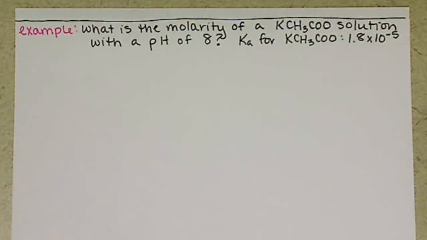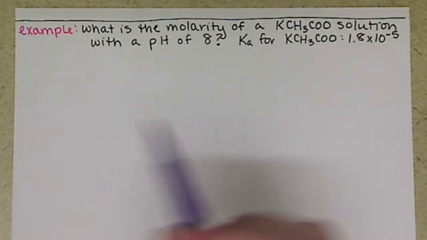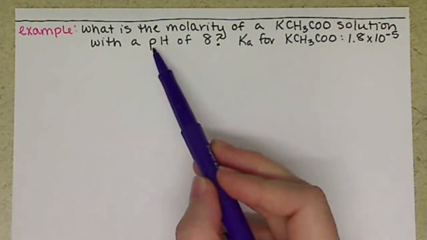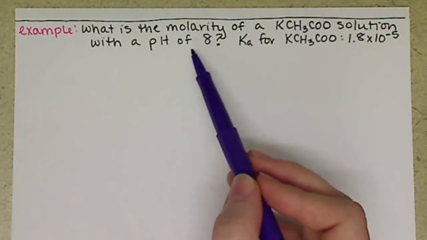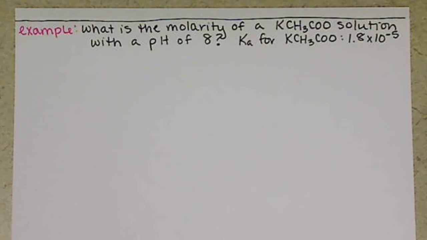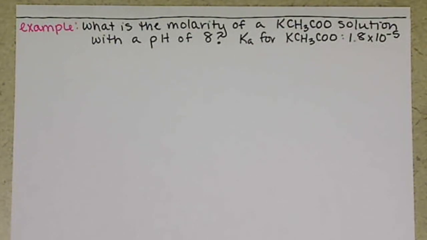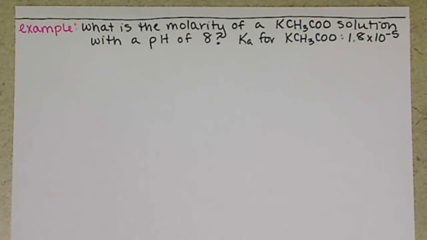So this is another example for Chapter 15, Section 10, dealing with acid-base properties of salt solutions. In this example, we're given a pH of a salt solution and we're asked to find what our starting concentration of the salt is. So the process is going to be generally the same.